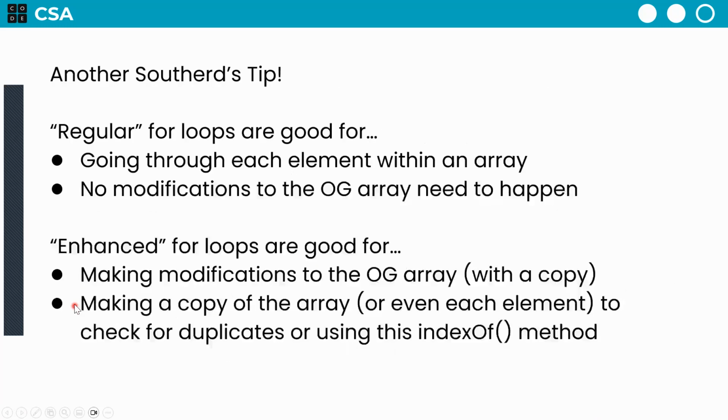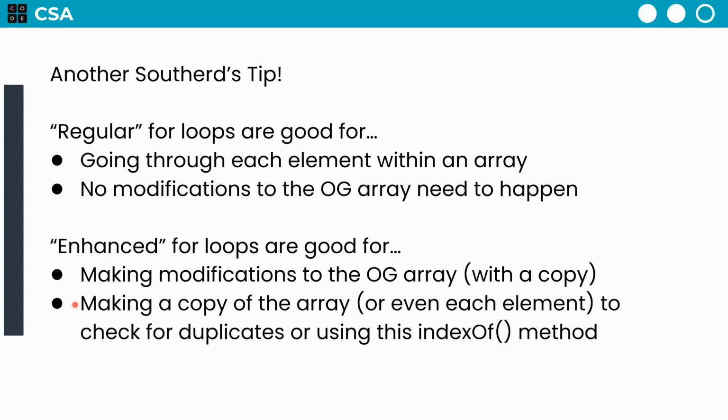A couple other tips. One of the things that comes up a lot, and I always struggle with this, is when do we use a regular for loop and when do we use an enhanced for loop? The pattern I'm seeing with regular for loops is that we go through each element in the array. We don't do any modifications to the original array, but maybe we're adding or taking an average of something.